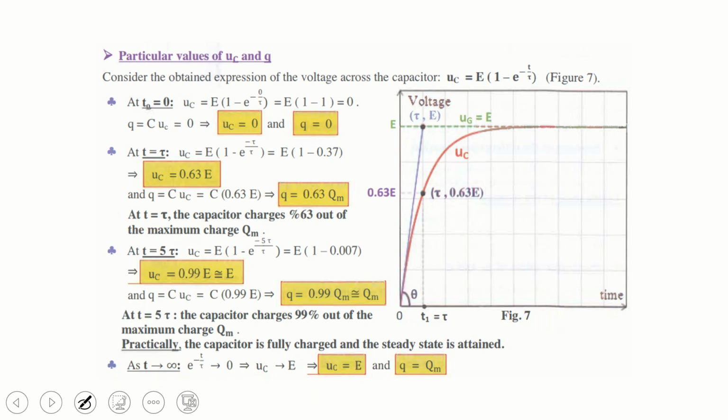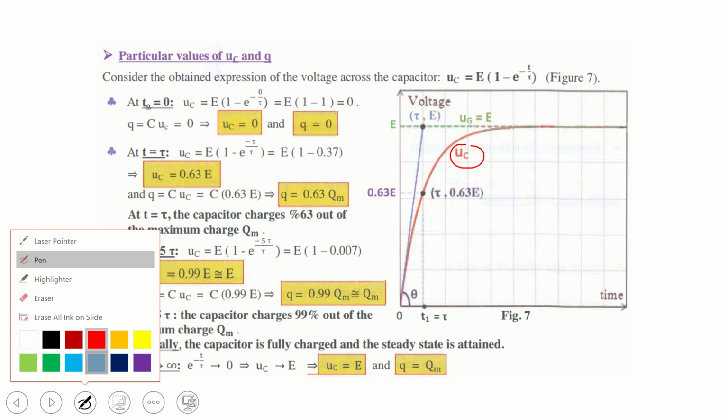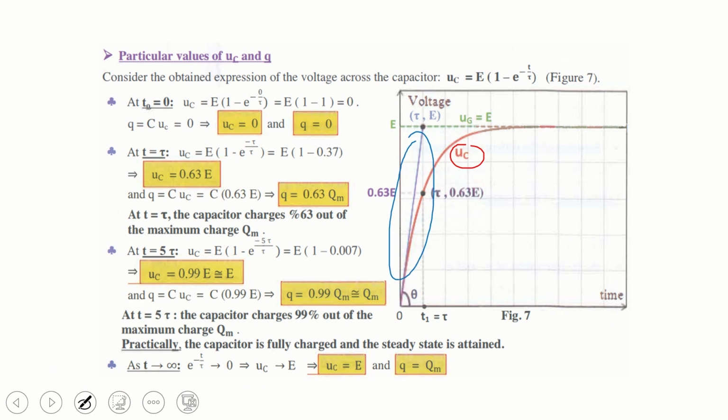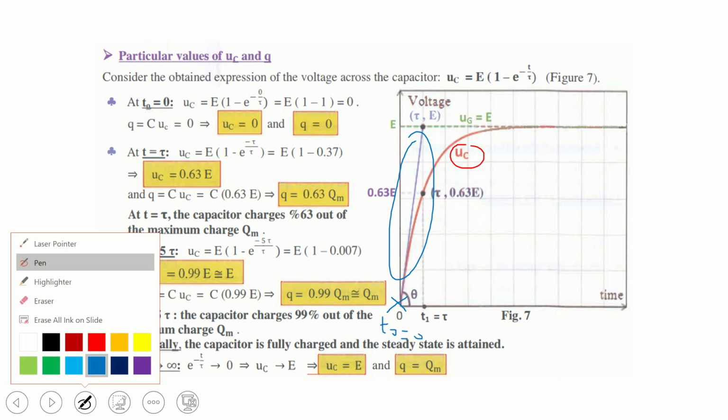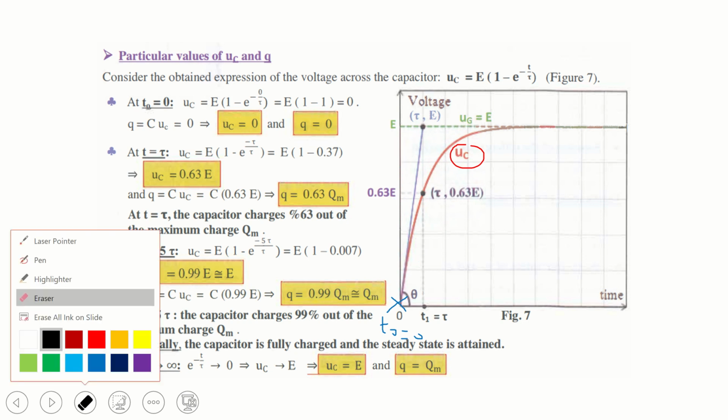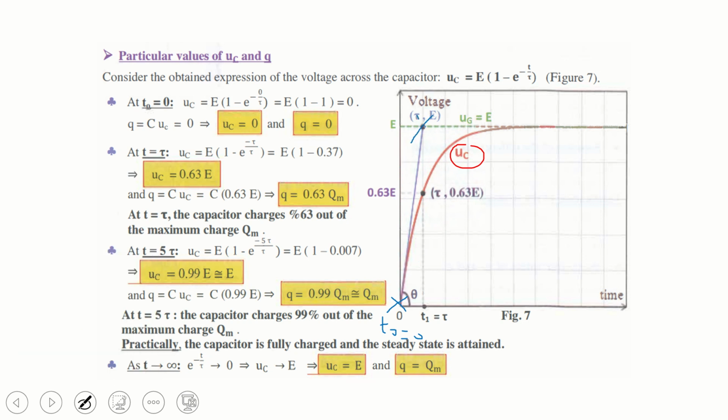What about the tangent to the curve UC? This is the tangent at T0 equals 0. Starting from T0 equals 0, this tangent cuts the asymptote UG equals E at a point of abscissa T1 equals tau. In this part, we want to verify that T1 equals tau.